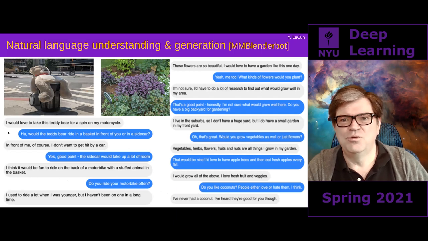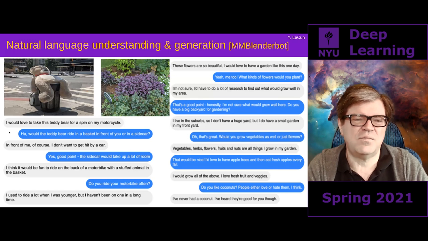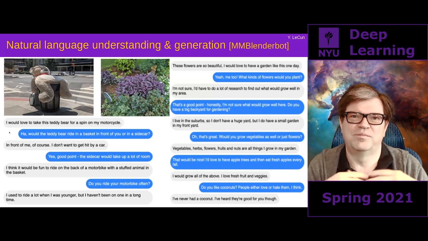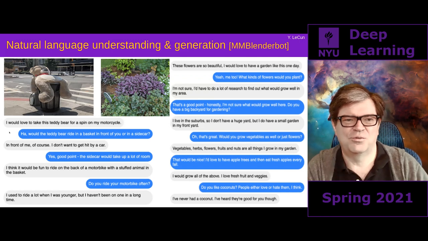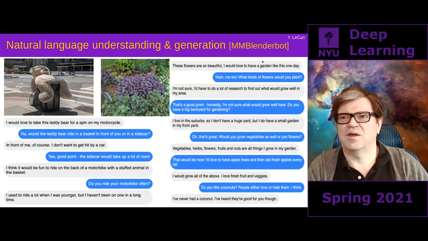Here's another example of a use of a transformer. This is for a dialogue system, trained to respond in dialogue with someone. This particular one is called MM Blenderbot. Blenderbot is a dialogue system that was built at Facebook, and the MM version is multimodal, so it can look at pictures.